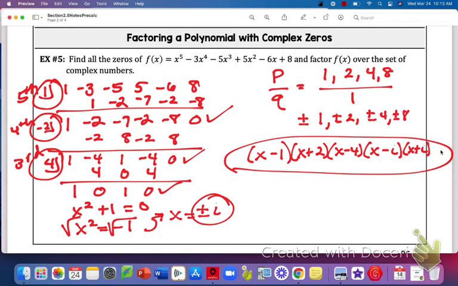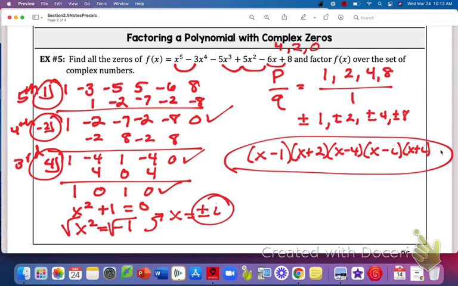So let's go back and remember Descartes' rule and put it into practice here. I have one change, so 1, 2, 3, 4. So that means I would have at most 4, 2, or 0 positives. Well, in this case, we had what?